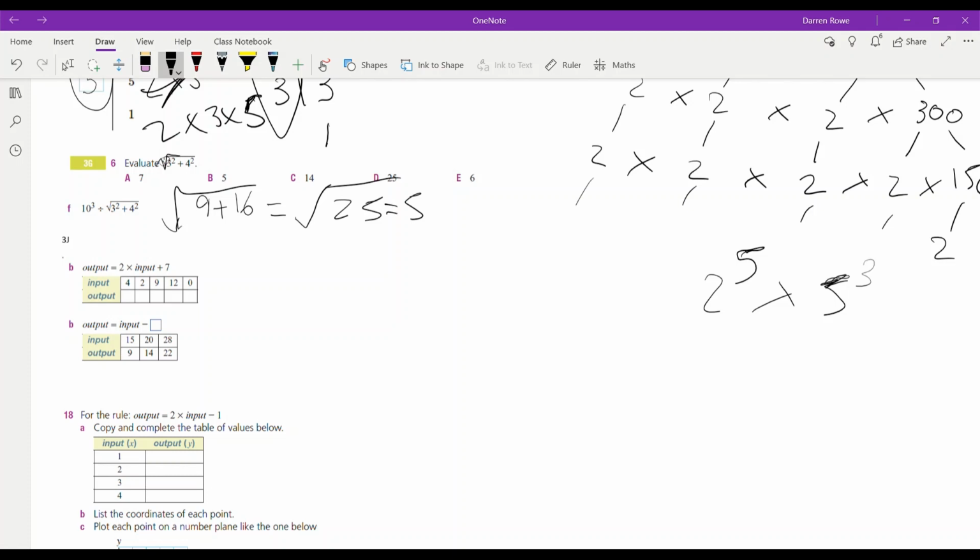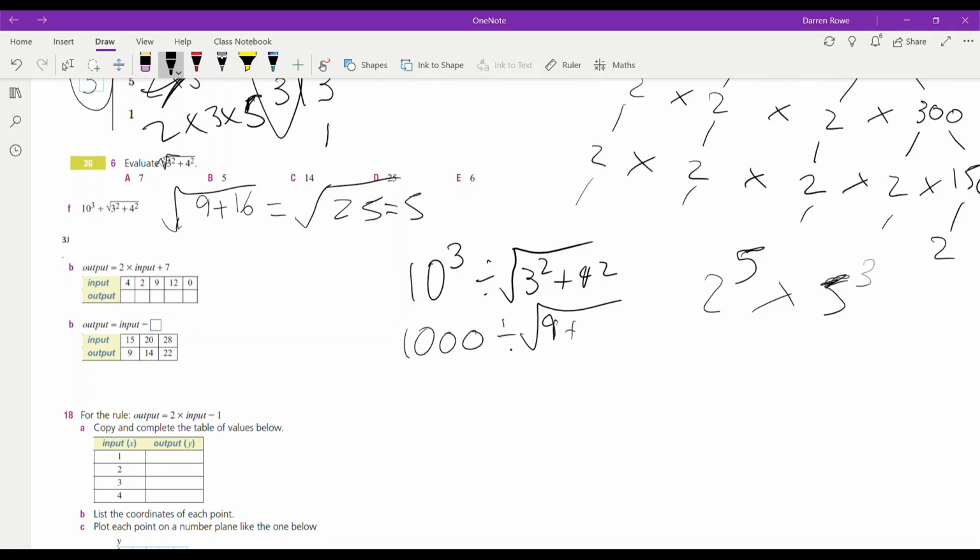Then this one here, the 10 cubed one, so 10 cubed divided by the square root of 3 squared plus 4 squared. So you can just, 10 cubed is 1,000, because 10 times 10 times 10. And then that would be, again, 9 plus 16, which effectively is 1,000 divided by the square root of 25, which is 1,000 divided by 5, which equals 200. That's how you do that one.